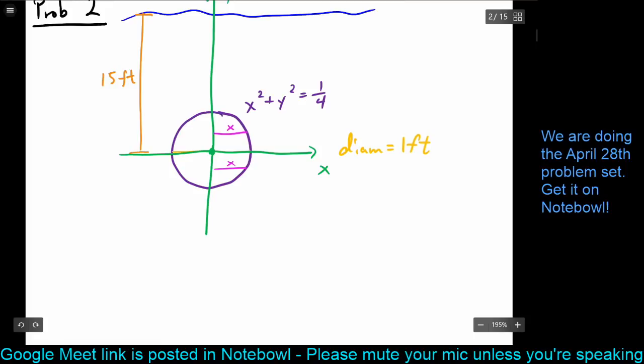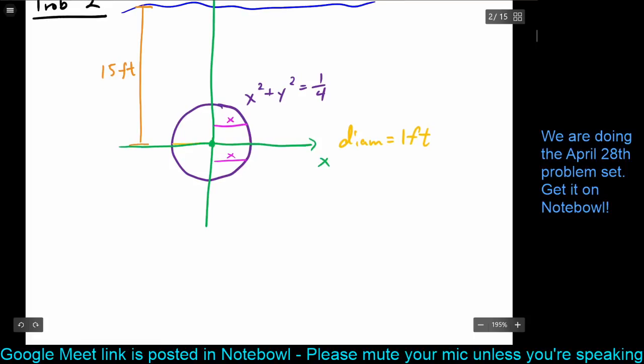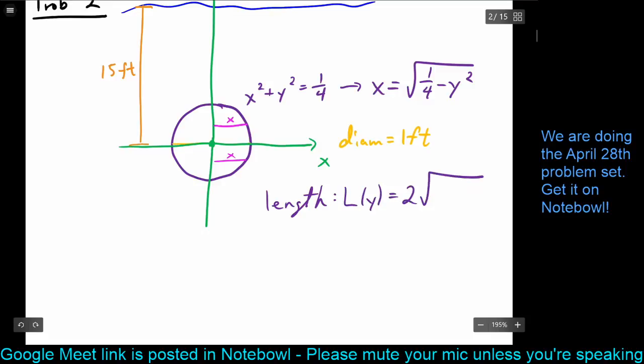So to do that, we need to solve for x here. If we solve for x, we're going to get square root of 1/4 minus y squared. So we're taking the right half of this. So then the length, this is L of y. This is going to be twice this number right here. Look good, hopefully.